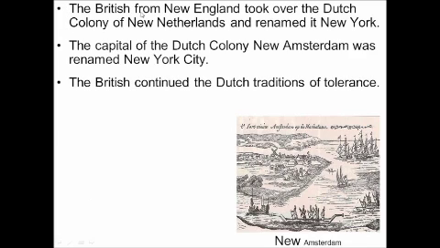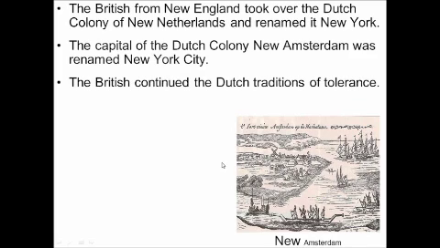The British colony from New England took over the Dutch colony of New Netherlands, and they renamed it New York. This is because the Duke of York in England was the one that gave them the money to buy the ships and the guns to go and attack the Dutch. The capital of the Dutch colony, New Amsterdam, was renamed New York City. The British continued a lot of the Dutch traditions of tolerance, which we'll talk about a great deal later.